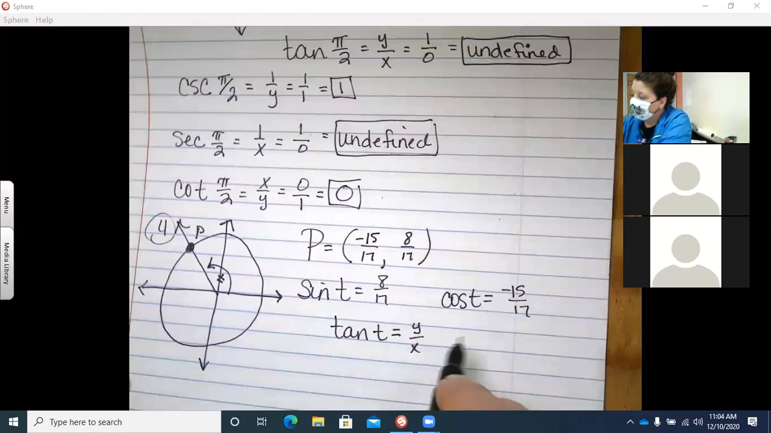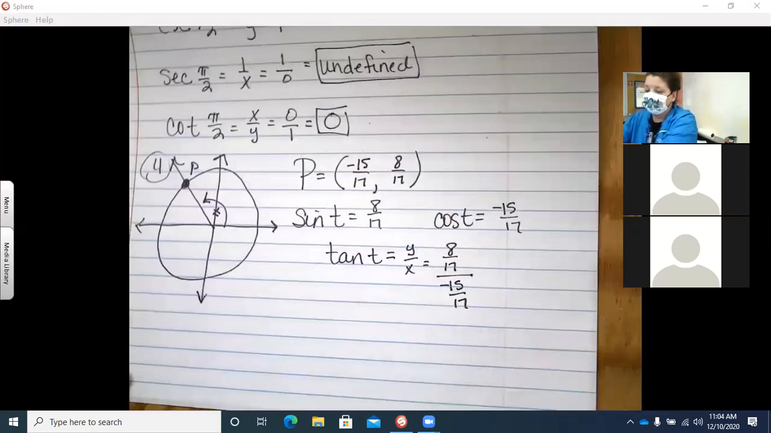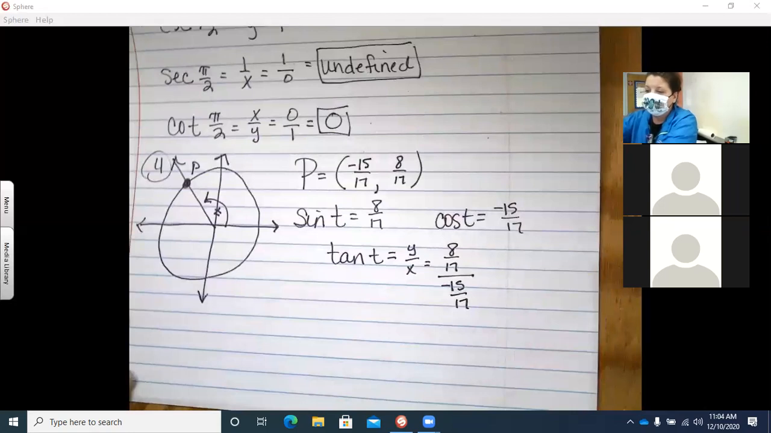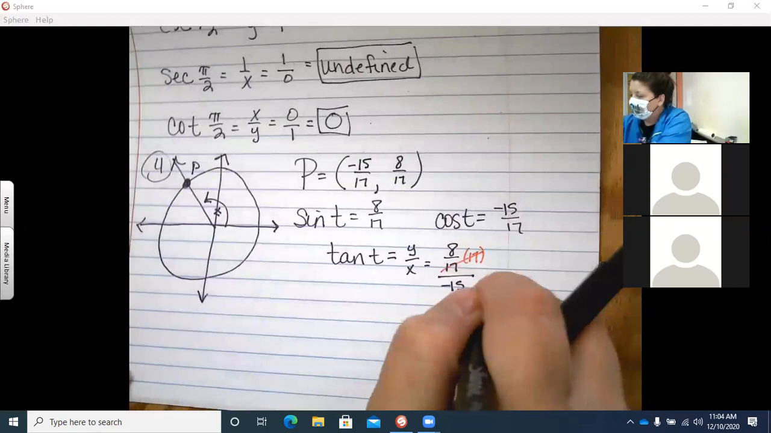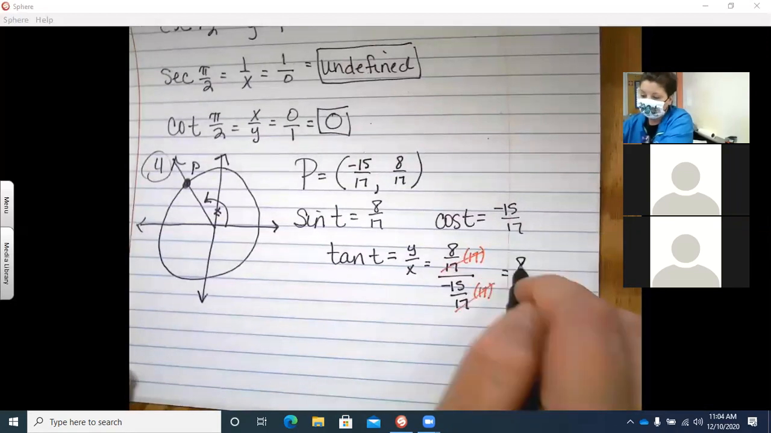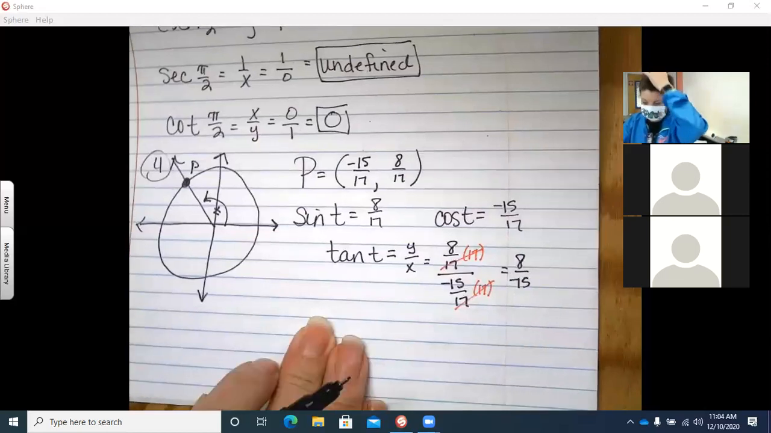So that's going to be 8/17 divided by negative 15/17. Complex fraction, no big deal. They have the same denominator, so that's going to be easy. We're going to multiply the top and bottom by what? 17. So that's going to leave me with 8 divided by negative 15. Can I reduce 8 and 15? No.